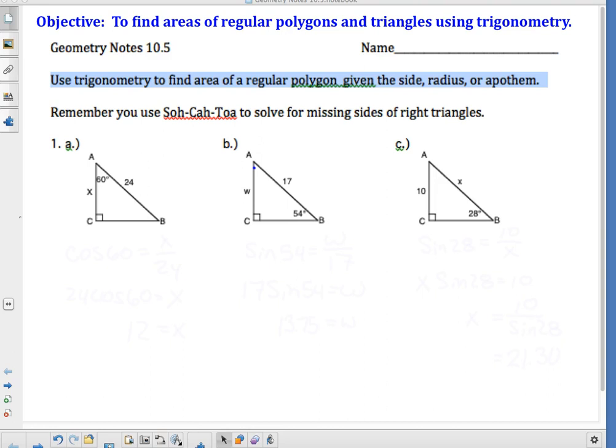Okay, so now, keep in mind, today is all about area of regular polygons. Area is equal to 1/2 a n s. But before we get there, we need to learn how to find missing pieces of our polygon when we're not given all the pieces of information.